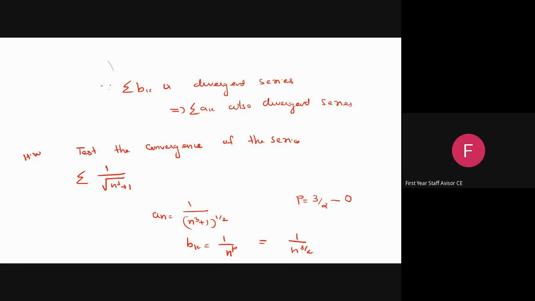We take summation bk, same method. If summation bk is convergent, then you find the limit of an by bn. If you get a finite quantity, then the convergence occurs together. Using that theorem, we can say that if bk is convergent, then automatically ak is also convergent.